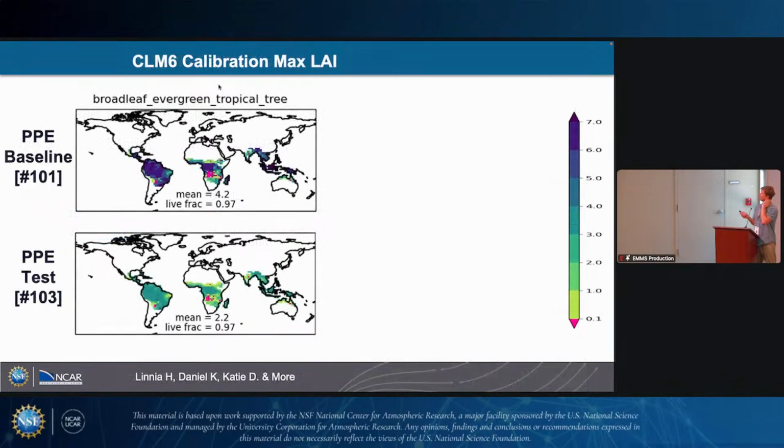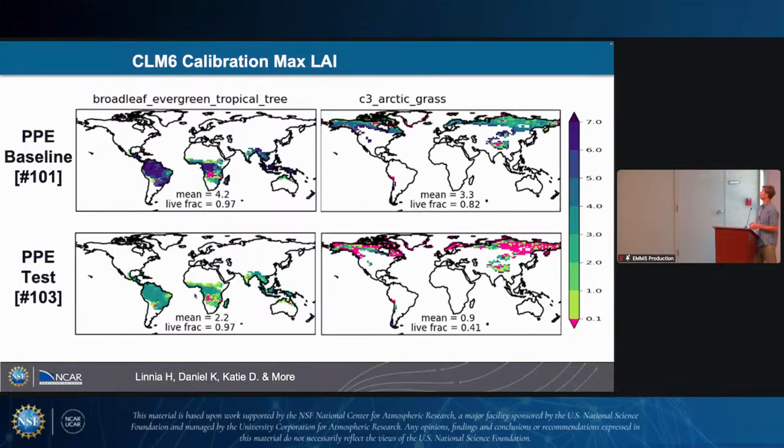So this is when you look at the baseline version of the code, or our baseline parameters, and then just one of these test parameters. I think this is for max LAI, we're getting much lower LAIs that are more in line with our observational targets. And this is mapping from the sparse grid that the PPE is using. No, it's not mapping, this is the actual run that we're getting out of a 2-degree run. So it looks great for tropical forests, as intended.